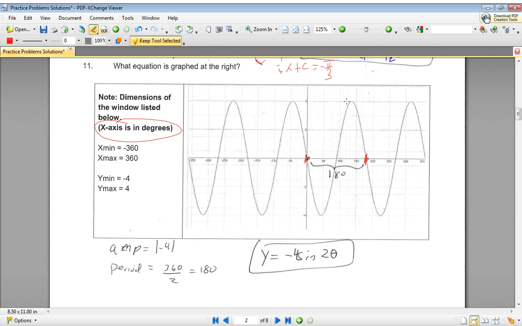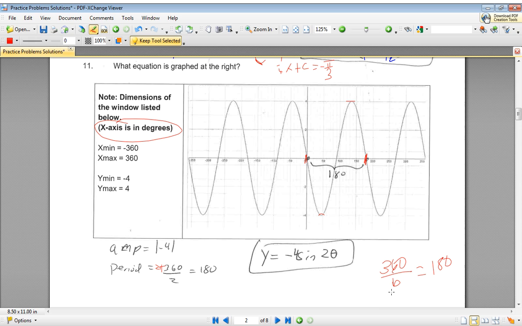We know our amplitude is 4 because it goes up and down 4. Since it goes down first, our A is negative 4. We're not shifted at all. The biggest deal here is that instead of our period being 2 pi over B, it's going to be 360. So now I'm writing 360 over B equals 180.